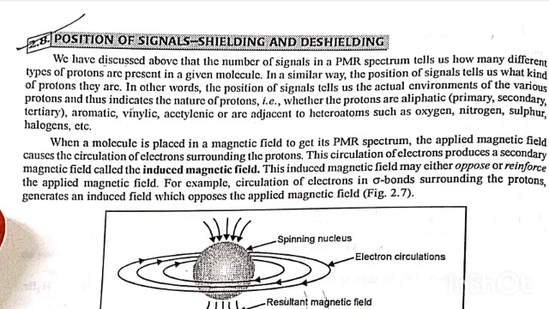We have discussed above that the number of signals in a PMR spectrum tells us how many different types of protons are present in a given molecule. In a similar way, the positions of signals tell us what kind of protons they are. In other words, the position of signals tells us the actual environment of the various protons and thus indicates the nature of protons, that is, whether the protons are aliphatic, aromatic, vinylic, acetylenic, or are adjacent to heteroatoms such as oxygen, nitrogen, sulfur, halogens, etc.